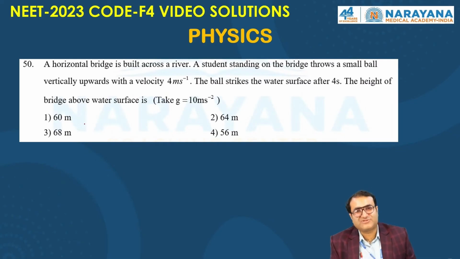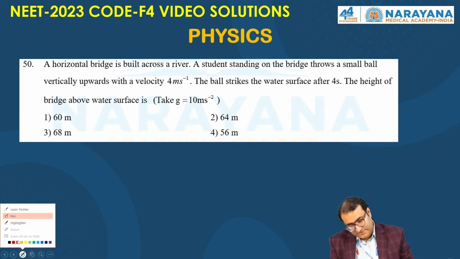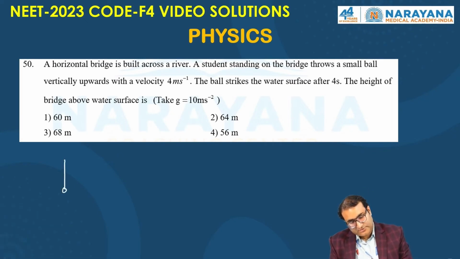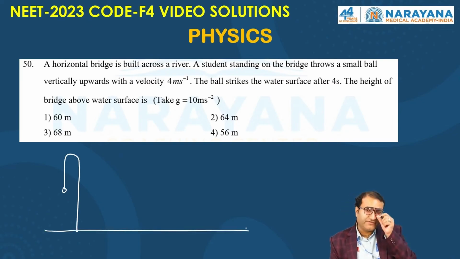Question number 50, last question. Horizontal bridge is built across a river. Student standing on the bridge throws a small ball vertically upwards with a velocity of 4 meter per second. Ball strikes the water after 4 seconds. Height of the bridge. See here, ball will go like this and will come like this. Negative of the displacement is the height. So we'll find the displacement.